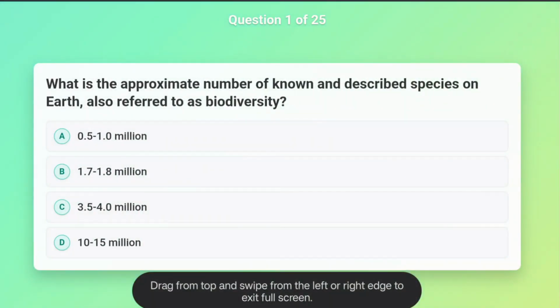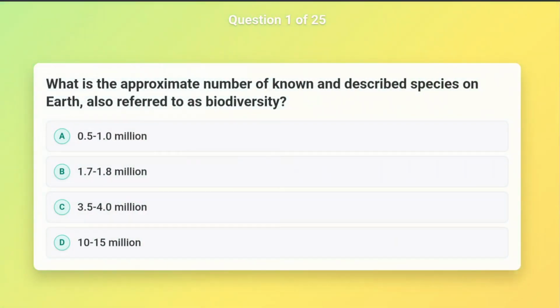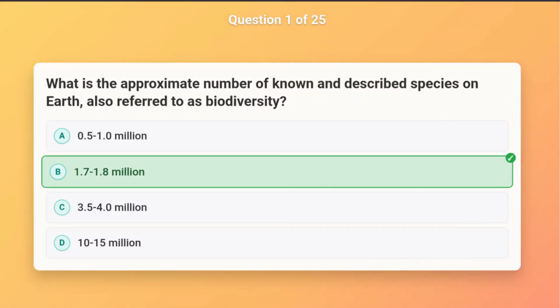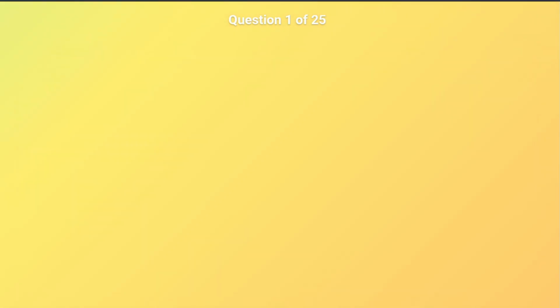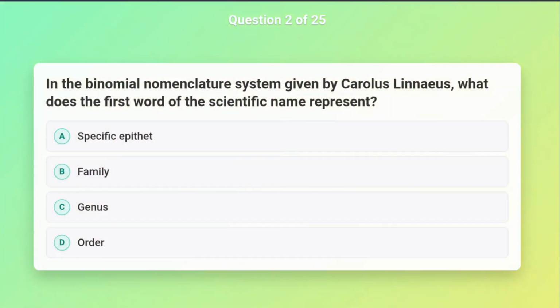What is the approximate number of known and described species on Earth, also referred to as biodiversity? 1.7-1.8 million. In the binomial nomenclature system given by Carolus Linnaeus, what does the first word of the scientific name represent? Genus.